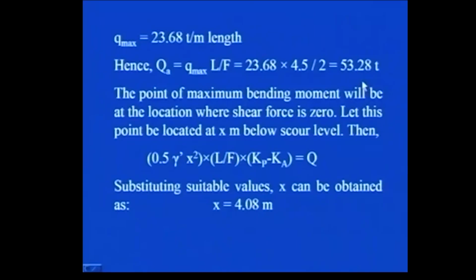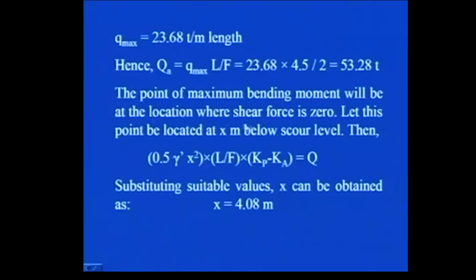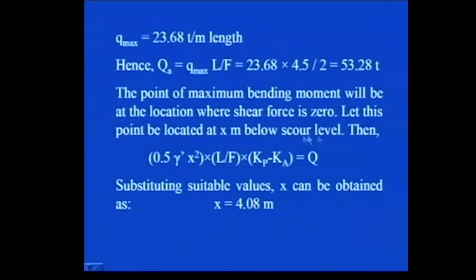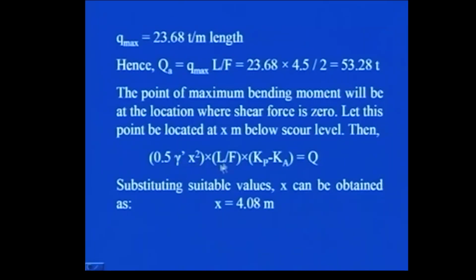Further, it was asked that we need to find the location of occurrence of maximum bending moment in well stemming. You know that where the shear force is 0, that particular point will be the point of maximum bending moment. So, let this point be located at x meter below scour level. Then, if you take the equilibrium of forces, you will get 0.5 gamma prime x square into L by F into Kp minus Ka equal to Q.